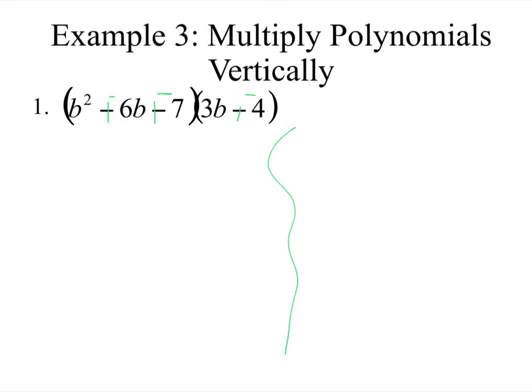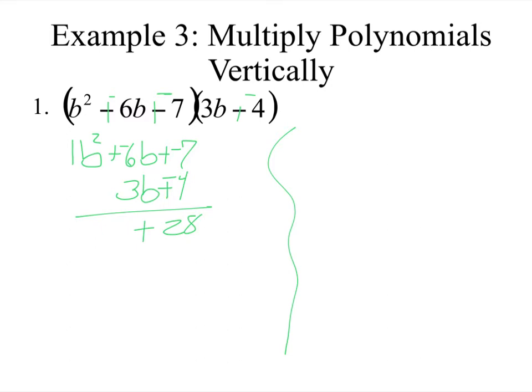My preferred method of doing this problem is doing long multiplication like you used to do in elementary school when you had a 3-digit number times a 2-digit number. Same thing. So I'm going to start with my negative 4. Negative 4 times 7 is positive 28. We do not carry. Negative 4 times negative 6b is positive 24b. And negative 4 times 1b squared is negative 4b squared.